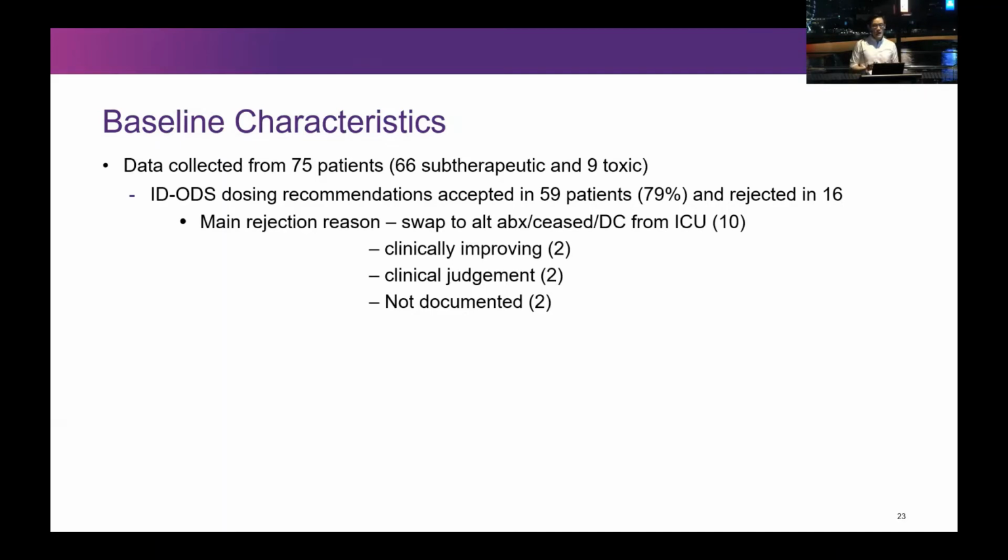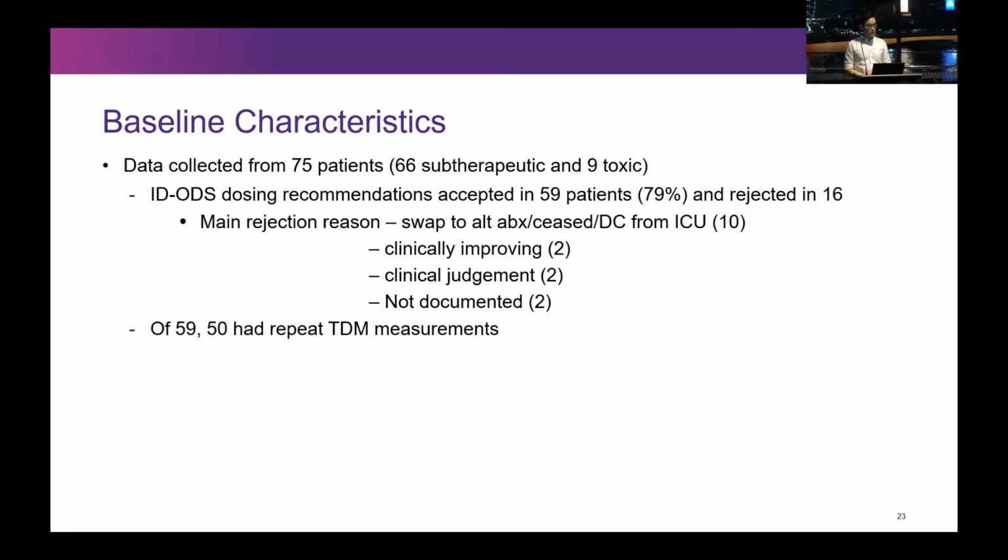And most of the time, it was actually because the patient was being swapped over to an alternative antibiotic, or the antibiotic was going to be ceased, or the patient was about to be discharged from ICU. So there was no good reason to actually change the dose of the antibiotic. In 2 of the occasions, the patient was actually clinically improving despite the subtherapeutic concentrations. So the clinicians elected to continue on the dose that they were on. And in 2 occasions, the clinician elected to use their own dosing regimen. We were unable to determine the actual reason in 2 patients.